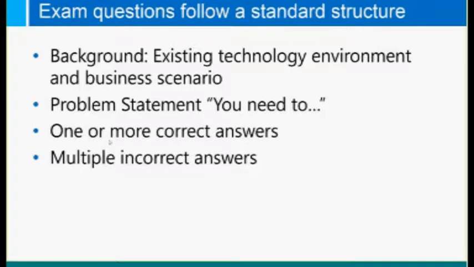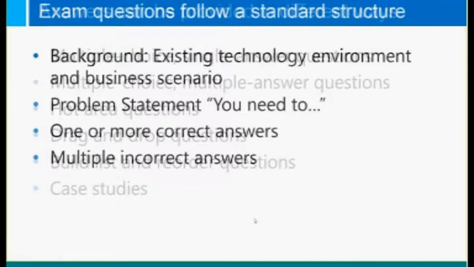And you'll have one or more correct answers, and then you will have incorrect answers. There are no partially correct answers. There are no trick answers. So A is either right or wrong. B is either right or wrong.